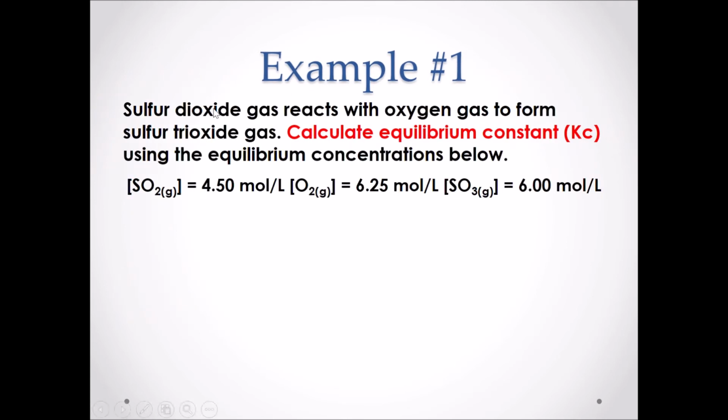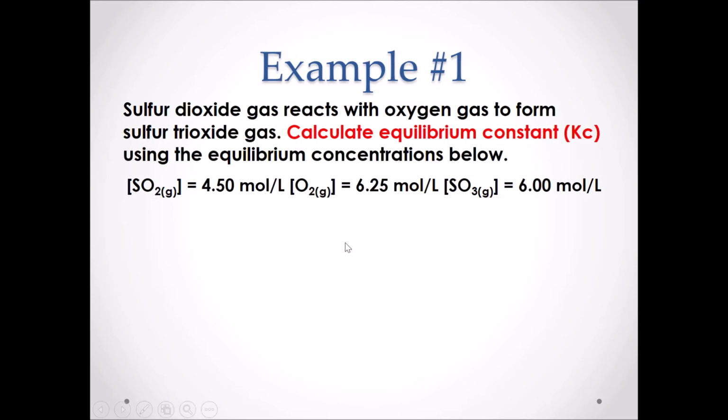Example number 1. Sulfur dioxide gas reacts with oxygen gas to form sulfur trioxide gas. Calculate the equilibrium constant Kc using the equilibrium concentrations below. Pause the video and attempt this example.